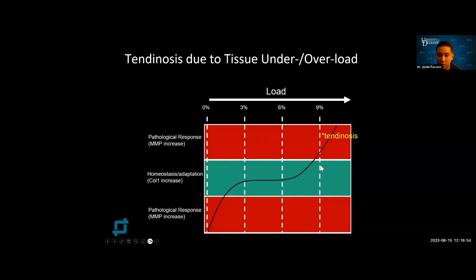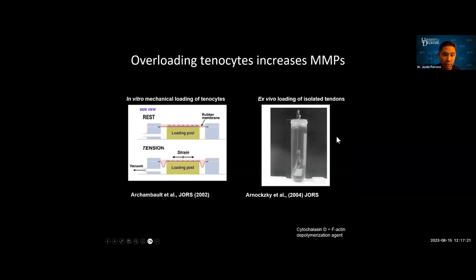During this physiological adaptation, if there's overload, there's an increase in collagen type 1 and a decrease in MMP3 and MMP13. But once you pass this threshold of overload, you would expect there to be an increase in MMP3 and 13. And when there's a decrease beyond a certain threshold of load, there will also be a pathological response and an increase in MMPs. So we wanted to study what happens with overload.